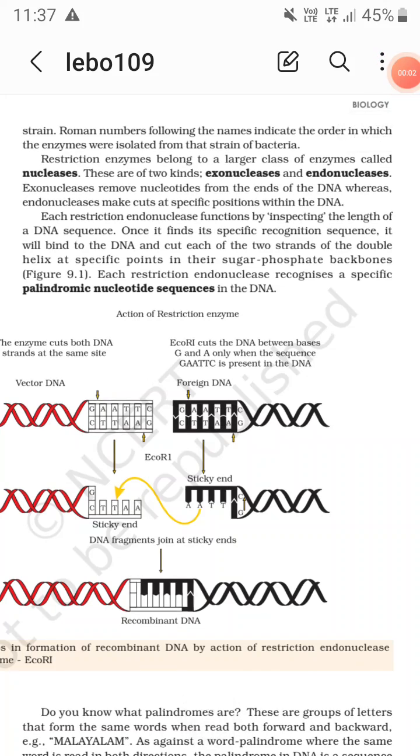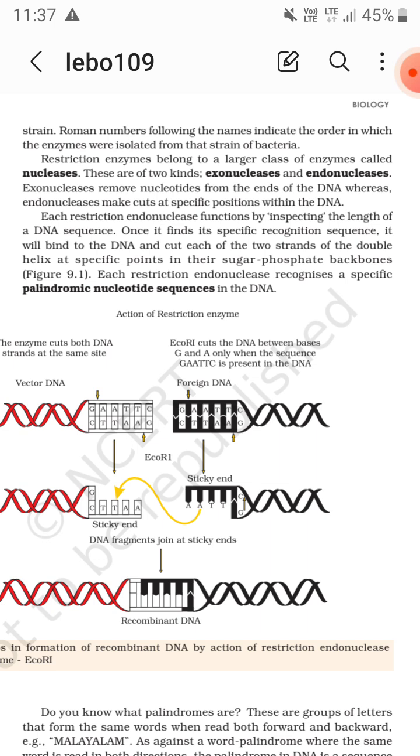Endonucleases make cuts at specific positions within the DNA. Each restriction endonuclease functions by inspecting the length of a DNA sequence. Once it finds its specific recognition sequence, for example GAATTC, a palindromic sequence, it will bind to the DNA and cut each of the two strands, both strands of the double helix, at specific points in the sugar-phosphate backbones.